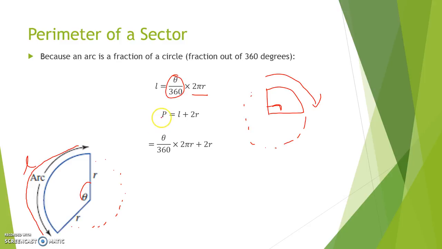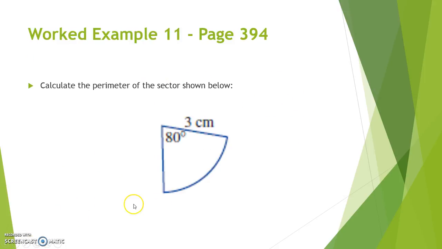And our perimeter equals the distance around the outside. So it's that arc plus 2 of the radii. Because we need to include these two things as well, because they're part of the outside of the shape. So we can do it in 2 steps. We can work it out as the length of the arc, and then we can work it out with this perimeter formula here. Or if you like, you can go straight to that formula. Doesn't really matter.